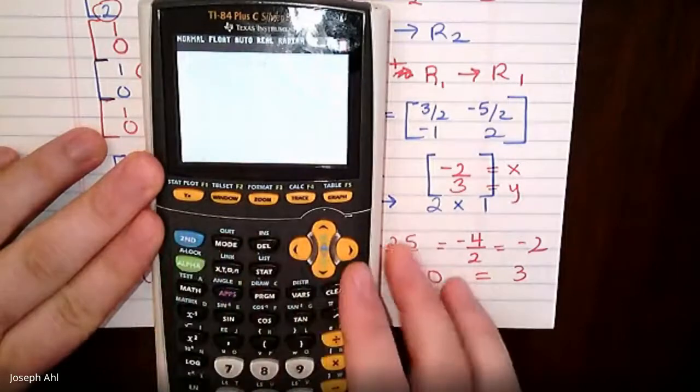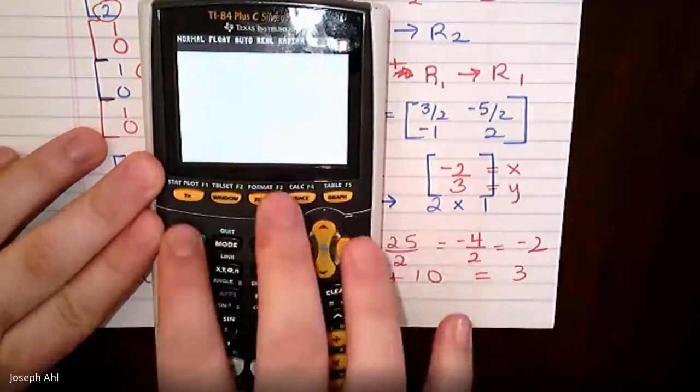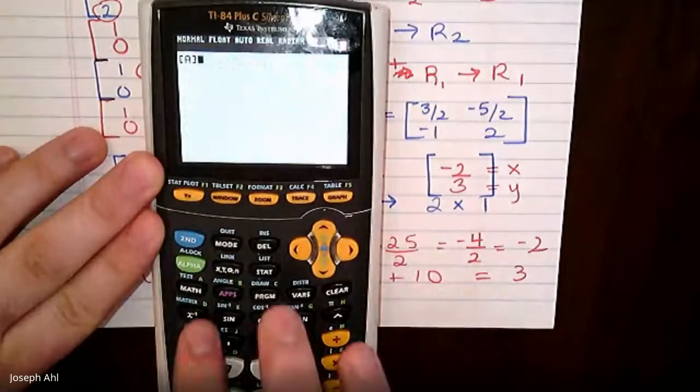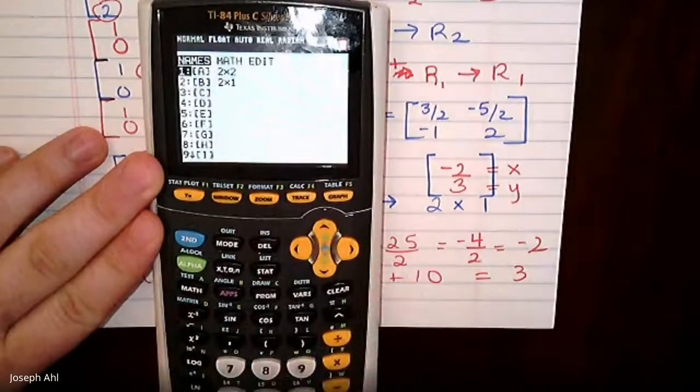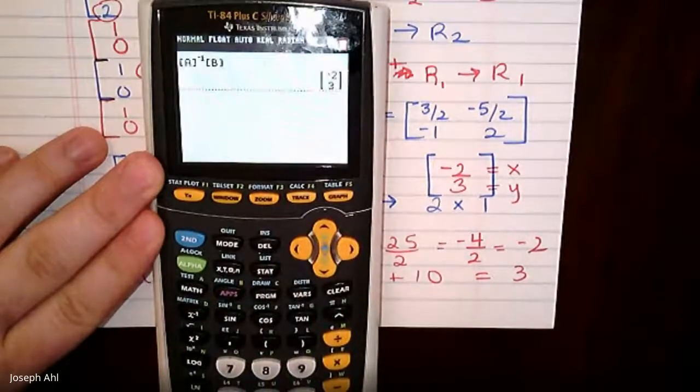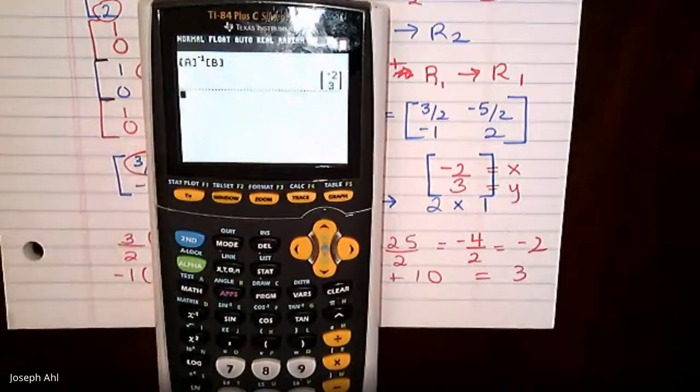Finally, if I quit that screen, if I do matrix A inverse, the inverse button is the same button I've been hitting second to get to, times matrix B. The product is, oof, I'm on my game today, guys. -2 and 3 is the answer.